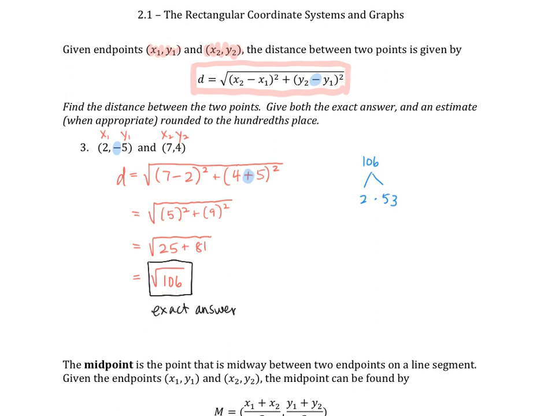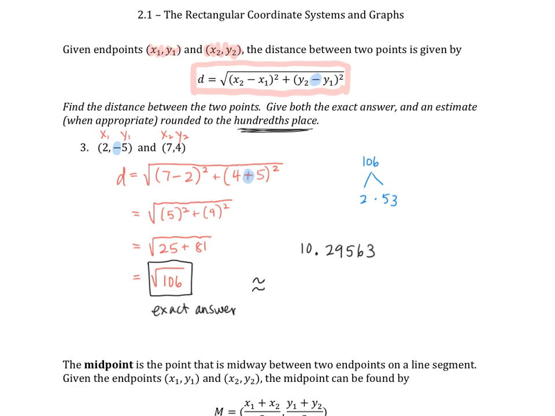For the estimate, they want you to actually take the square root of 106 and round it. So the square root of 106 is going to be the same, and it says to round to the hundredths place. So the hundredths place is 2 numbers after the decimal. So if I write down, I get 10.29563.